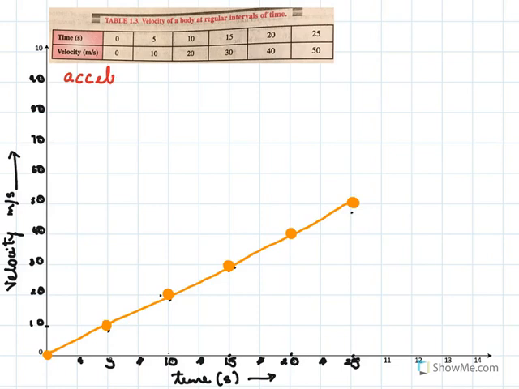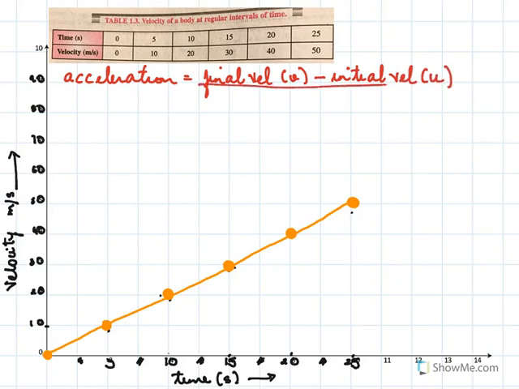First, how do we find acceleration of the body? We do final velocity, which we take as v, minus the initial velocity, which we take as u, over the time taken to change this velocity. So over here we'll calculate the acceleration between, say, this point A and say this point B. At the point A, here it was the initial velocity u. The velocity was how much at A? It was 10.